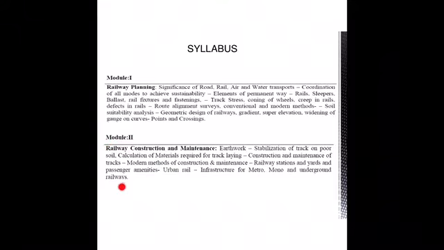In the second module, we will be discussing how railway track construction will be carried out, and the various stages in the railway track construction. We will also be discussing how the maintenance work will be done, the various types of maintenance work that are included and how it will be done. That will be discussed in the second module.